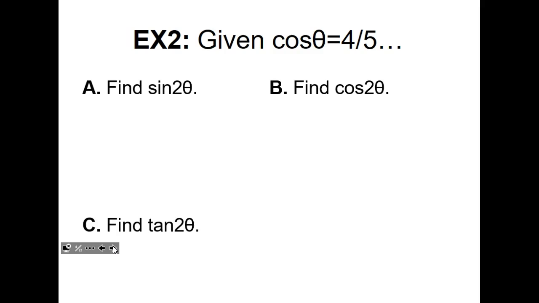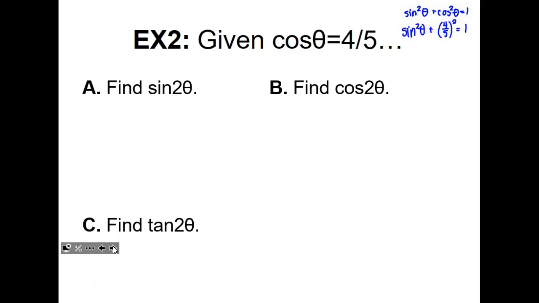Now, just like the last one, this time I've got cosine theta. What am I going to need to be able to do any of these problems? Sine of theta, right? Because all our formulas have sine and cosine. So I'm going to say that sine squared theta plus cosine squared theta equals 1. So sine squared theta plus 4/5 squared equals 1.